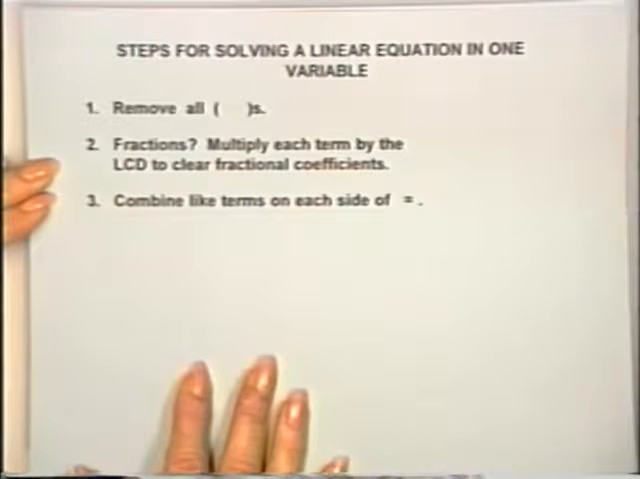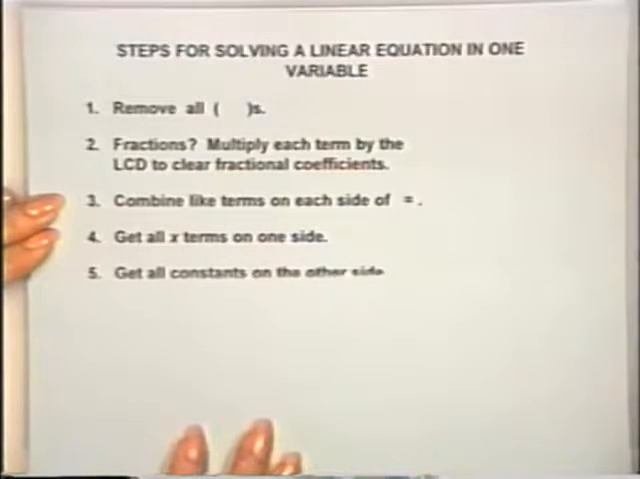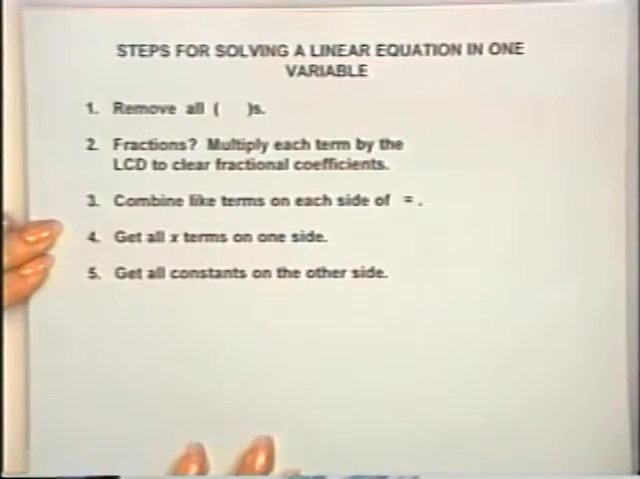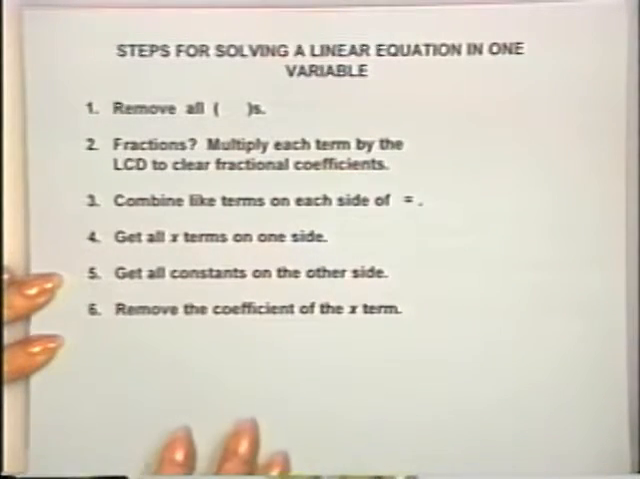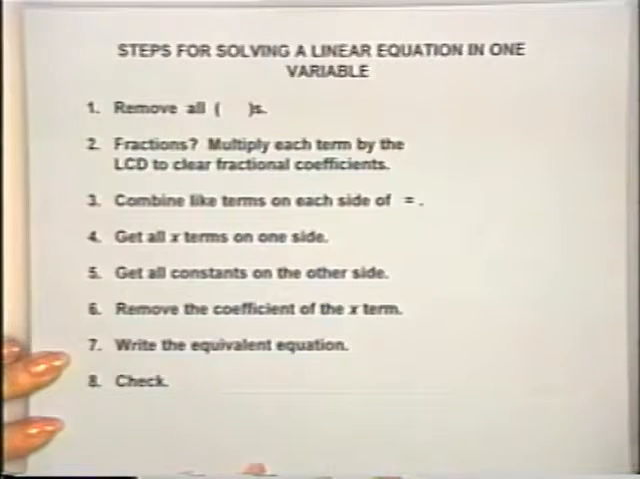Next, we will combine like terms on each side of the equal sign. We will then get all x terms on one side, and we will get all constants on the other side. We will remove the coefficient of the x term, and then we should have an equivalent equation. From the equivalent equation, we should be able to determine what the solution is. But first, we check to see if the proposed solution is indeed a solution for the equation we are solving. If the solution checks, then we write the solution set. We now know the steps and rules, so we're ready to solve some equations.